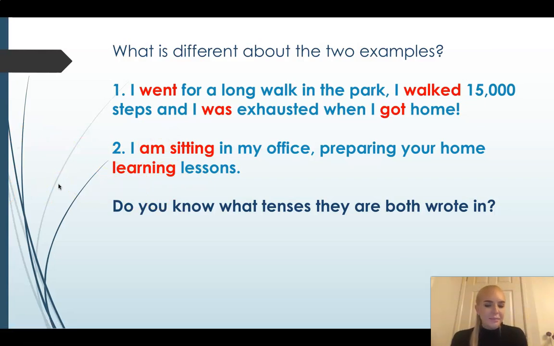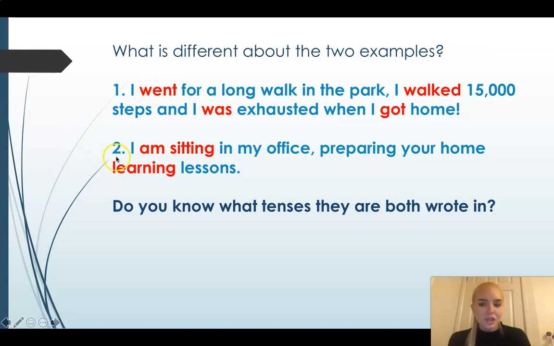So, thinking about tenses and what you know about tenses, do you know what tenses these are both written in? Have a think. Okay, if you don't know, that's okay, because that's what we're going to be learning about today. But you might have noticed that here there are some past tense verbs being used. Walked is a past tense verb. It's got that ed suffix on the end to show that it's happened in the past. I was exhausted, something that you felt in the past. I went for a long walk, something that you did in the past.